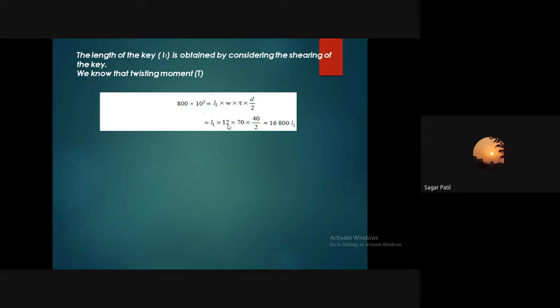So that is the width of the key, then the thickness of the key. Sir, area. Okay, and which area do we consider here? Shearing area: L1 into W into tau, multiplied by D by 2.